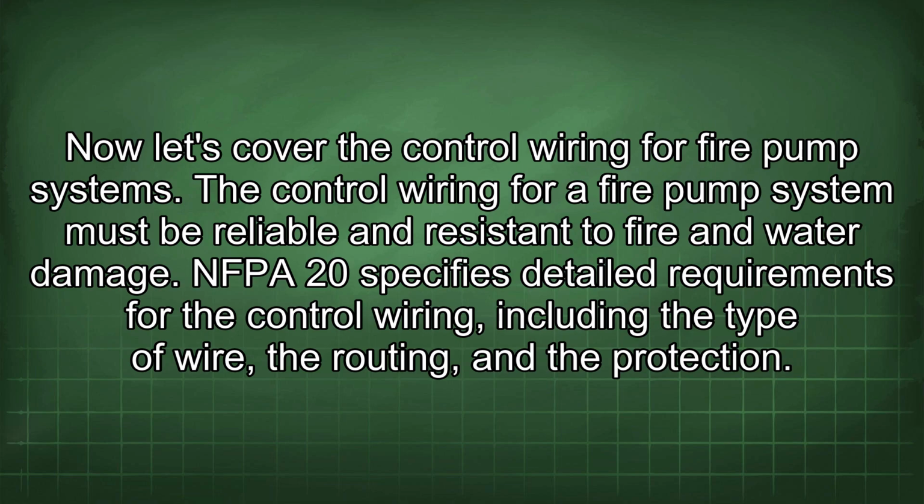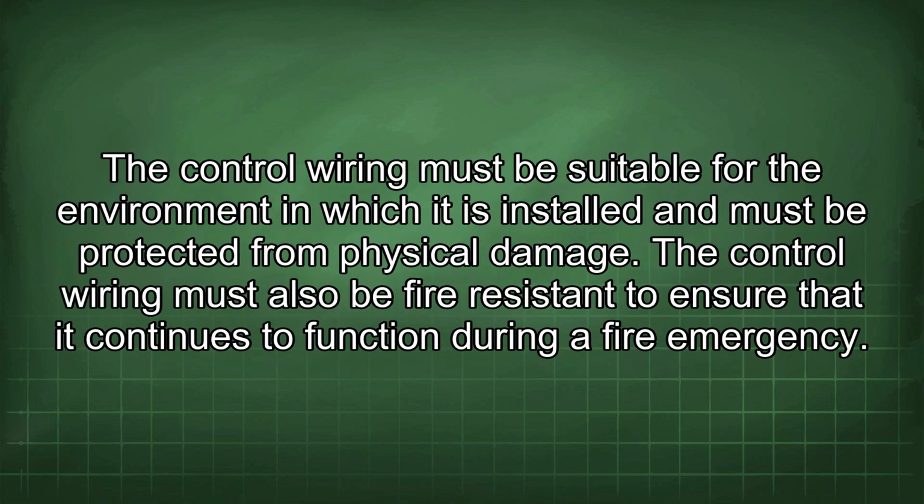Now let's cover the control wiring for fire pump systems. The control wiring for a fire pump system must be reliable and resistant to fire and water damage. NFPA 20 specifies detailed requirements for the control wiring, including the type of wire, the routing, and the protection. The control wiring must be suitable for the environment in which it is installed and must be protected from physical damage. The control wiring must also be fire resistant to ensure that it continues to function during a fire emergency.